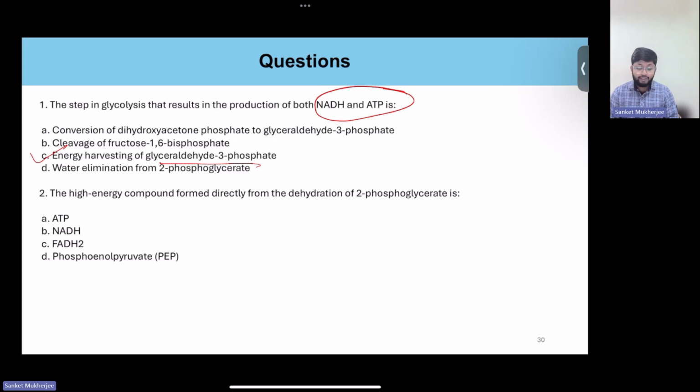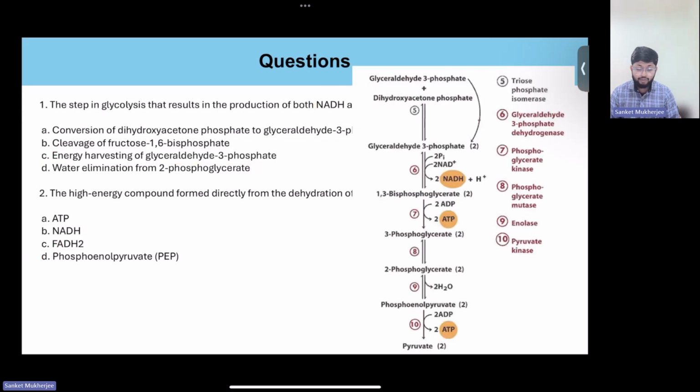We will look at it. The high energy compound formed directly from dehydration of 2-phosphoglycerate, we have already talked about it, is ATP, NADH, FADH2, or phosphoenolpyruvate. So the answer is phosphoenolpyruvate. And if you see the glycolysis pathway here, the first question, which talks about the energy harvesting step that produces both NADH and ATP, is here, conversion of glyceraldehyde 3-phosphate, the energy harvesting step. And the high energy compound at the end is phosphoenolpyruvate, from dehydration of 2-phosphoglycerate. So from here, if we remove water, we get this.